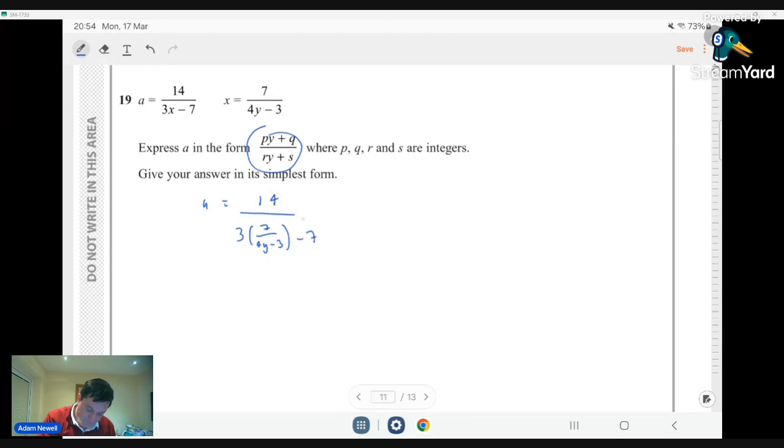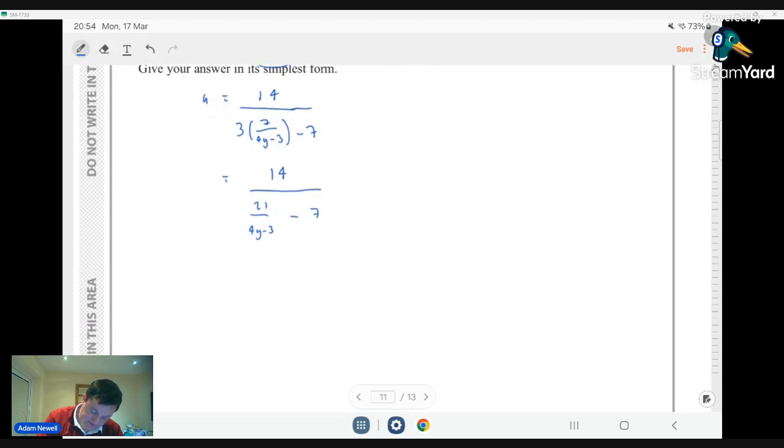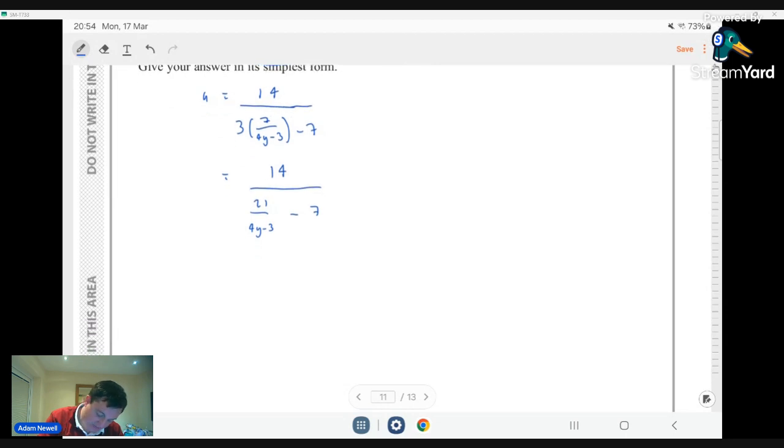Take away 7. Now that gives me 14 over 21 over 4y take away 3, take away 7. Let's get a common denominator on the denominator. So 14 is equal to 21 over 4y take away 3 minus 7 lots of 4y take away 3, over 4y take away 3.